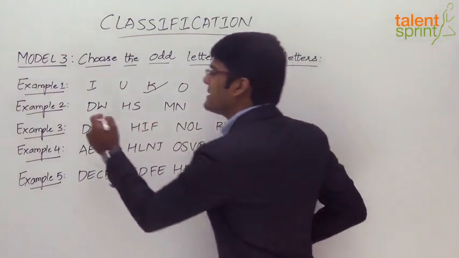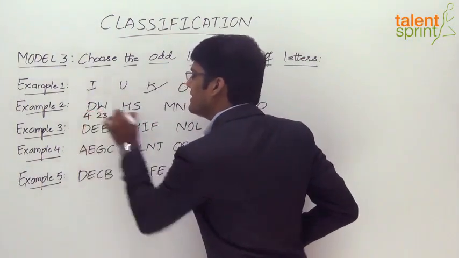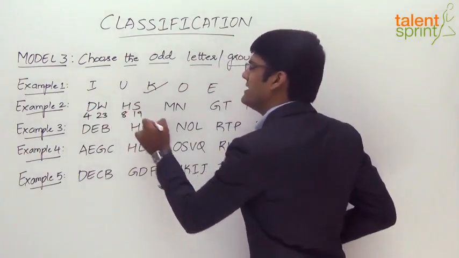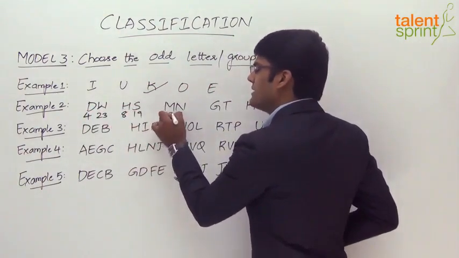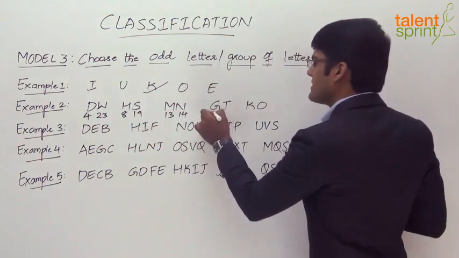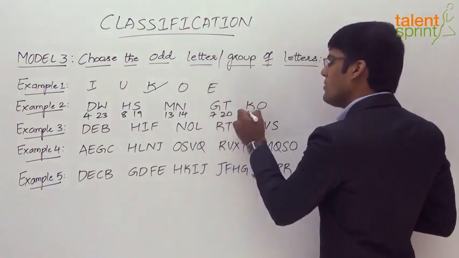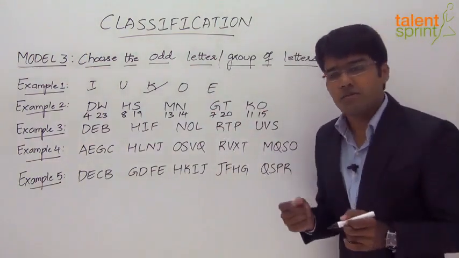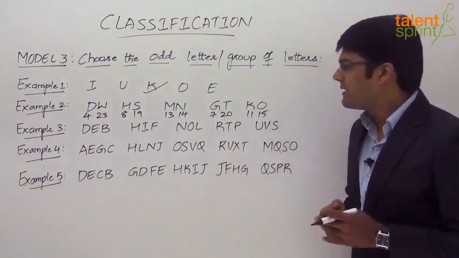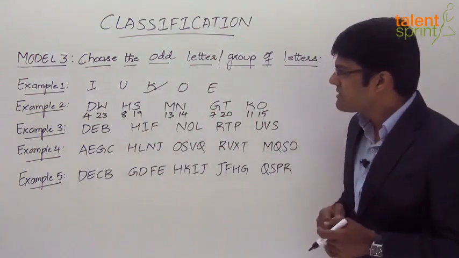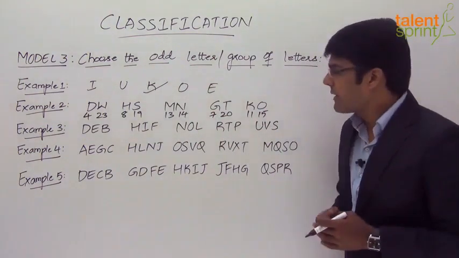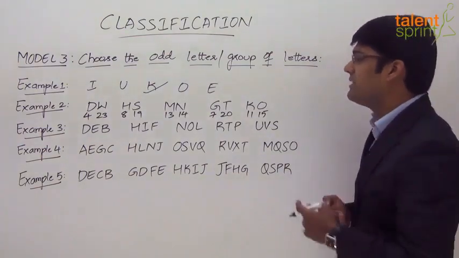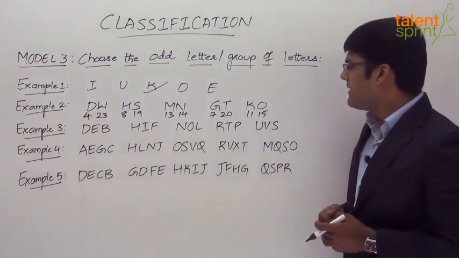We know that D is the 4th letter, W is the 23rd letter of the English alphabet. Then H and S will be 8 and 19, M and N are 13 and 14, G and T are 7 and 20, K and O are 11 and 15, right? So we have just marked the positions of these letters as per the English alphabet. Now see if these positions help us in finding out the odd one. So 4, 23, 8, 19, 13, 14, 7, 20, 11 and 15.